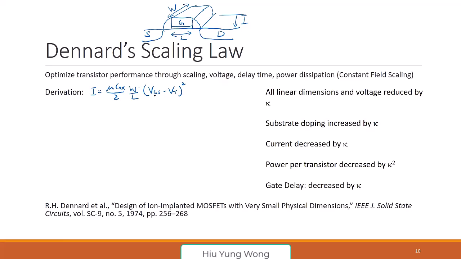Now, then what I want to show you first is that it says substrate doping increased by copper. Why do we want to do that? The goal is to reduce depletion width.